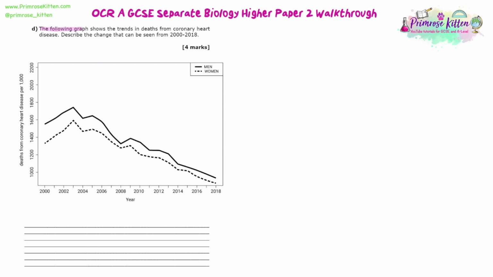Okay, on to part D. So this is a graph question. The following graph shows the trends in deaths from coronary heart disease. Describe the change that can be seen from 2000 to 2018.